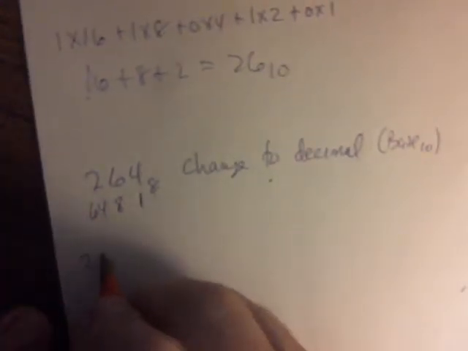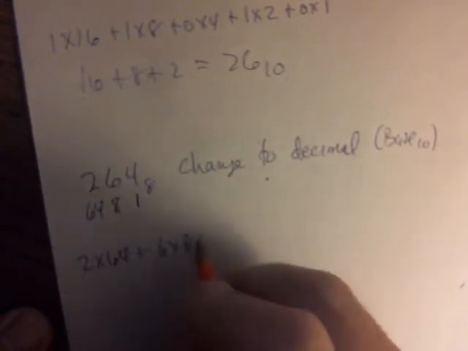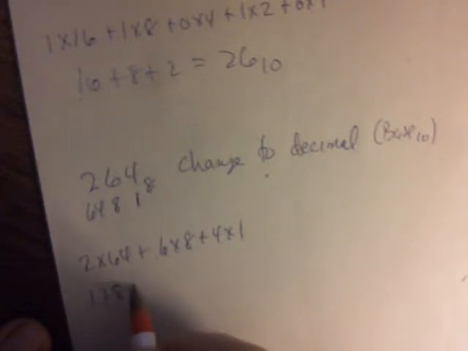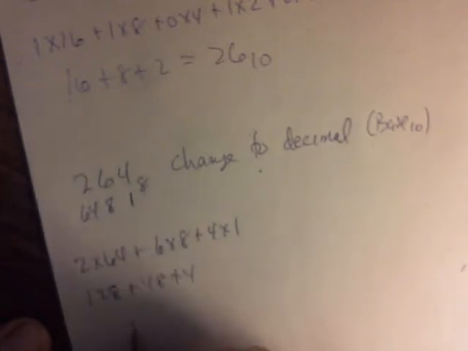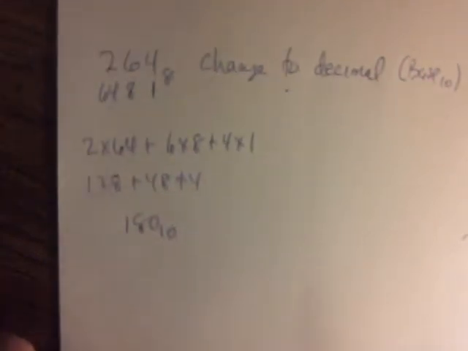So I have 2 64s plus 6 eights plus 4 ones. So that's 128 plus 48 plus 4, and that is 52 and 128, which is 180 base 10. Okay, so now let's look at a hexadecimal.